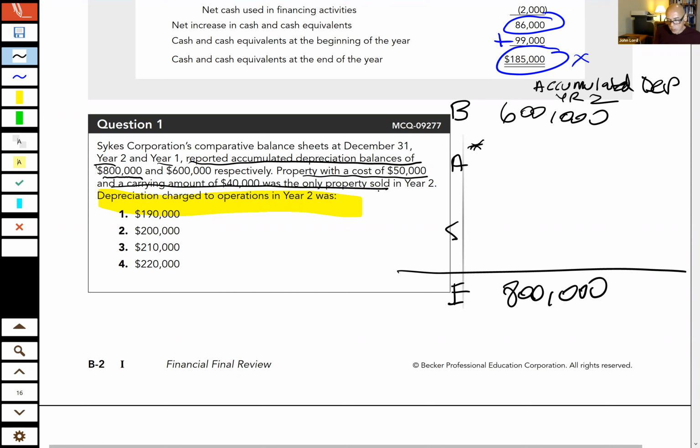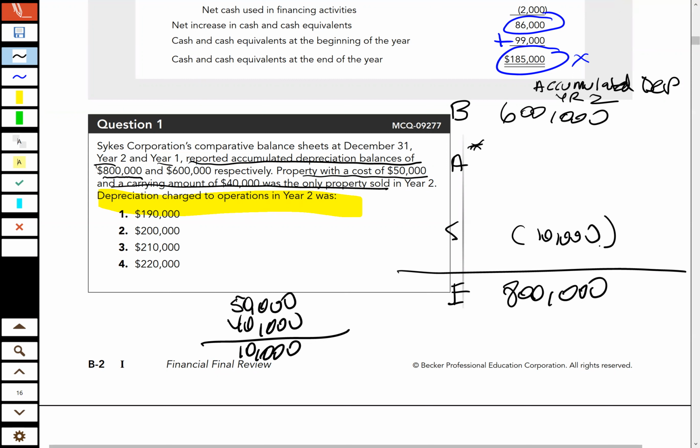Well, if that's the case, what did I do? When I sold that property, I would take away the accumulated depreciation, wouldn't I? So that's a subtract from the accumulated depreciation. If it cost 50 and it had a book value of 40, the accumulated depreciation associated with that must be what? 10,000, which is a subtract.